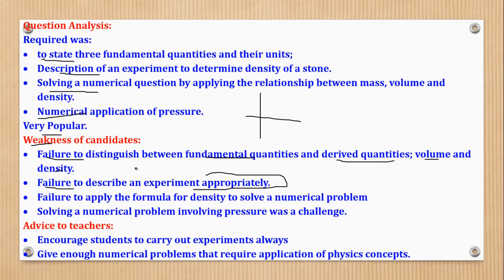So in experiments, you don't instruct the one going to mark your paper. Then failure to apply the formula for density to solve numerical problems. And solving a numerical problem involving pressure was a challenge. And the biggest challenge was converting. So some students took the centimeters as the SI unit, but centimeters is not an SI unit for length. The SI unit is meter.